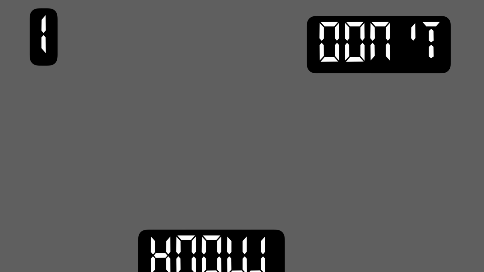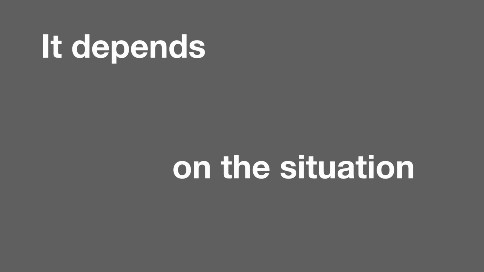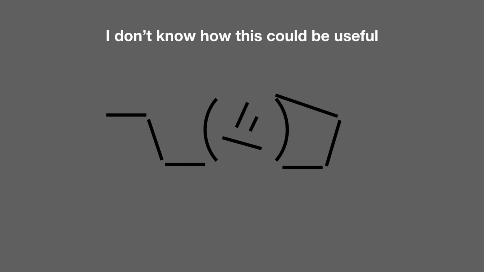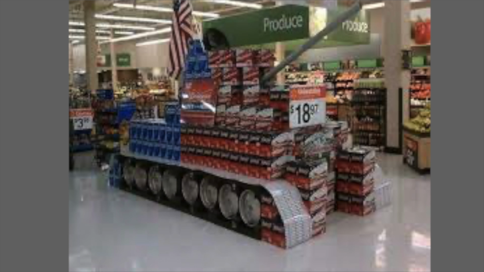In short, it depends on the situation. If you should be doing something more worthy of your time, then it is clearly an example of an unexpected drawback. I don't know really how this could be useful. It is kinda like this. Impressive, but is it necessary? What this is an example of is an unintended characteristic. It's just a fancy way of saying that we never meant this to happen.